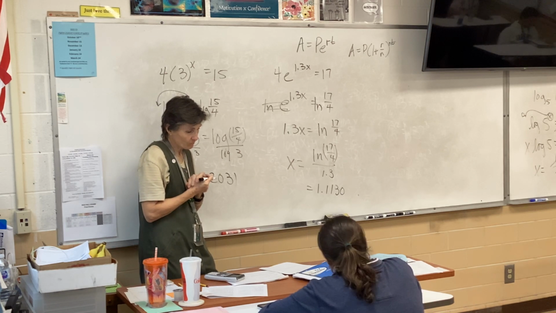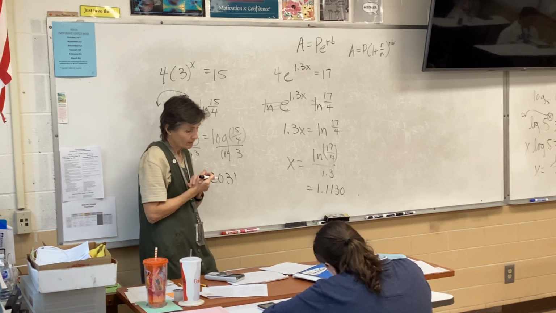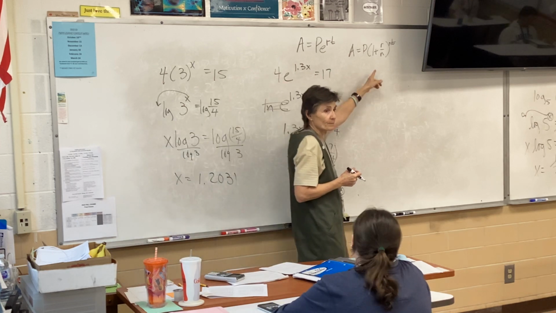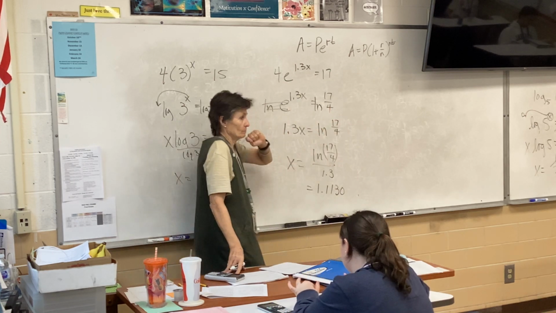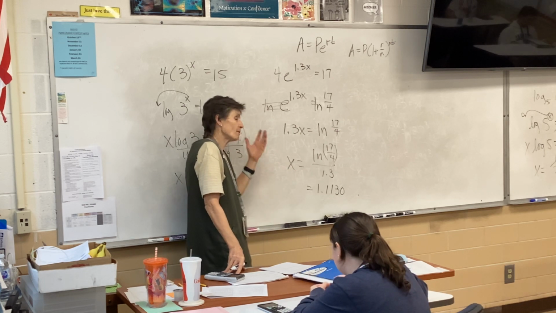So let's read the first one. Is it going to be PERT or the other one? Other one. And how do we know? Compounded quarterly.